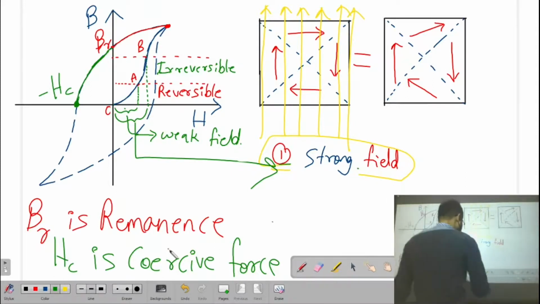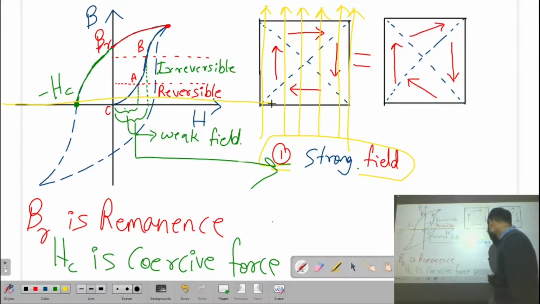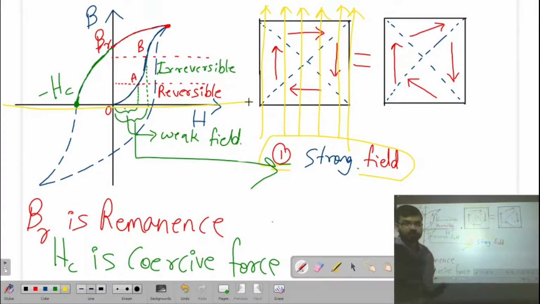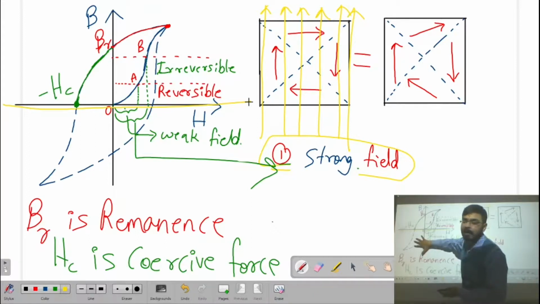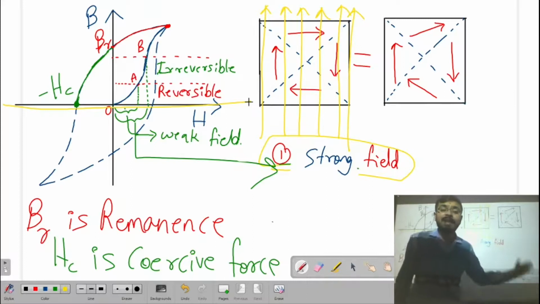Now this is what we have studied for half of the hysteresis curve. The same phenomenon is going to happen on the other half. That is how we are going to have the hysteresis curve.